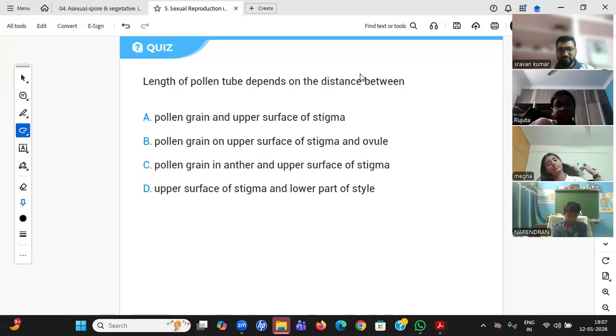Maya, right answer. Megha, right answer. Karthik, right answer. Very good, Karthik. Come on, Narendran, Pujita. Narendran, right answer. Come on, Pujita.